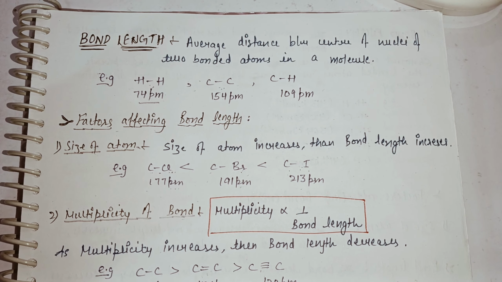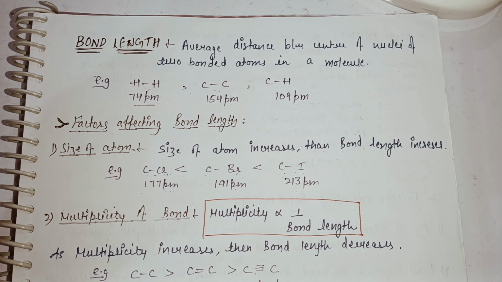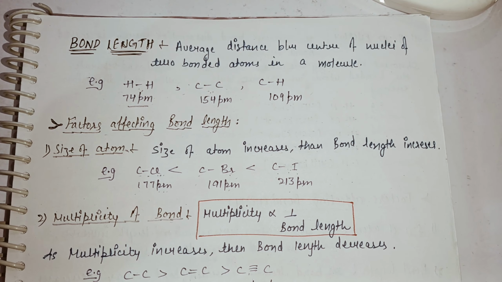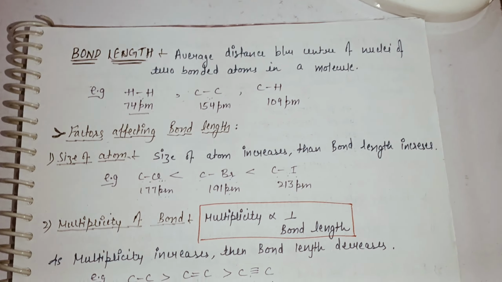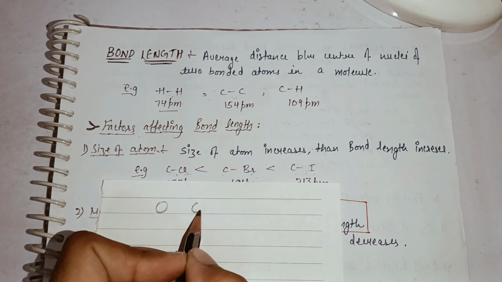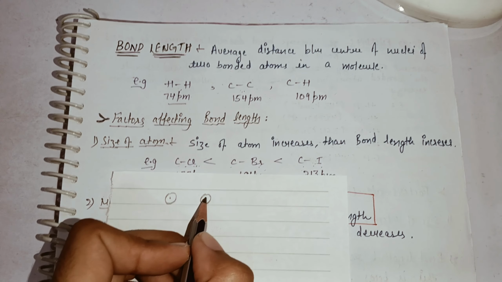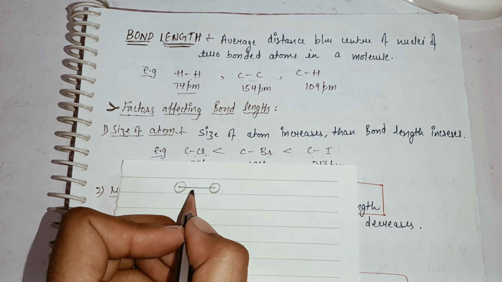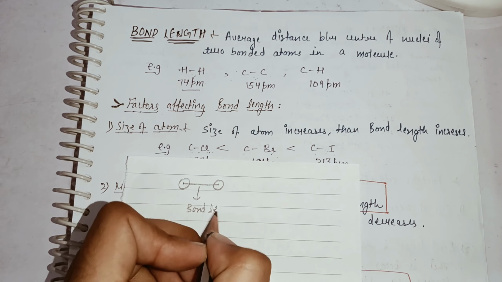In this video we will study bond length. What is bond length? Bond length is the average distance between the centers of nuclei of two bonded atoms in a molecule. Like here we take an example: we have two atoms of hydrogen. Both have their different centers of nuclei. The distance from one nucleus center to the other atom's nucleus center is known as bond length.